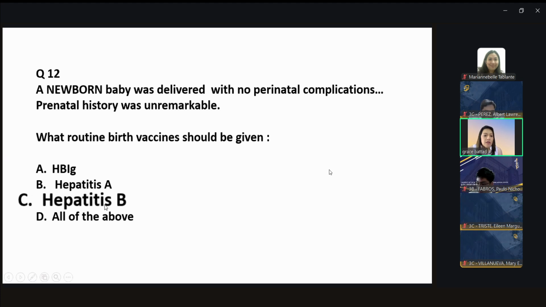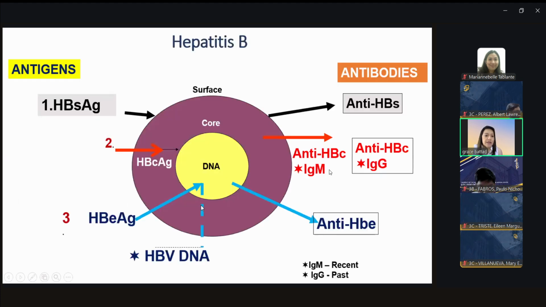Okay. You give your routine birth vaccine, your hepatitis B antigen. You don't give your immune globulin, unless there's a history of maternal hepatitis B ongoing during the pregnancy stage. Hepatitis A is not given during this time.